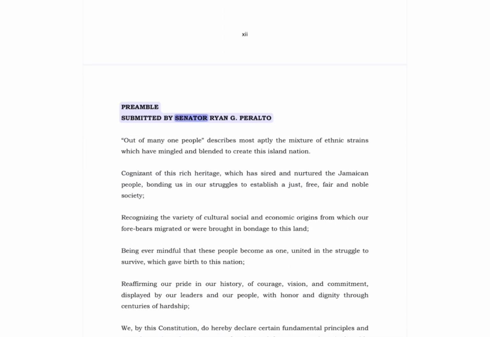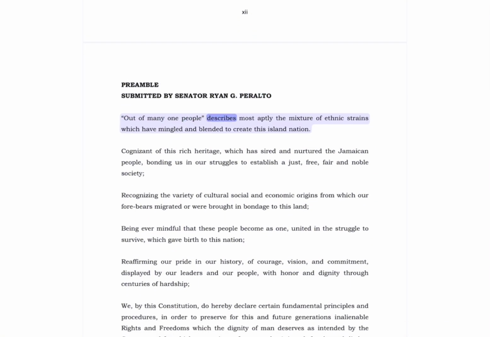Preamble submitted by Senator Ryan G. Peralto. Out of many, one people describes most aptly the mixture of ethnic strains which have mingled and blended to create this island nation.